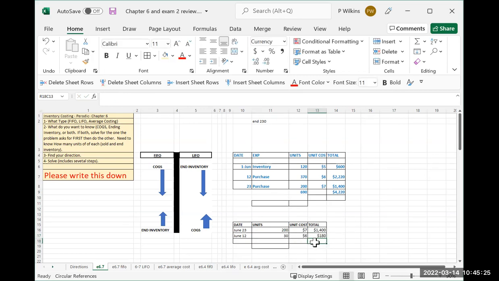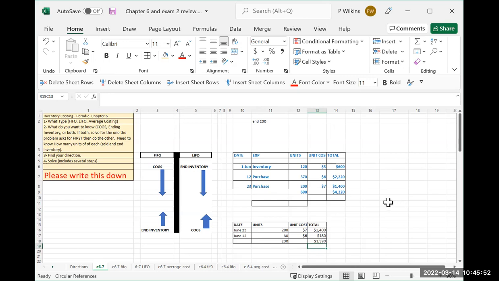180. Okay. So now we have a total number of 230 units, right? 230 units is our total number of units, and that's how many we wanted to get to. And the cost of those 230 units was $1,580. Okay, so $1,580 is the cost of those units. Now, we know the cost of those units.